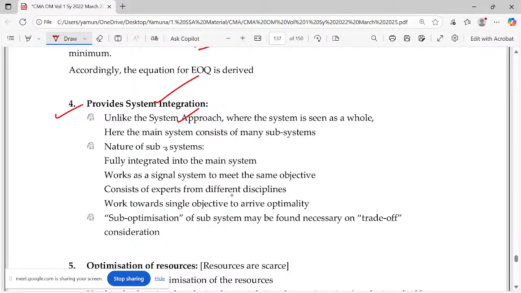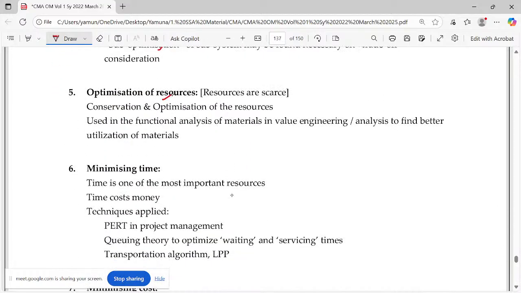There will be some number of subsystems, how they are going to be fully integrated, what different disciplines you're applying, and sub-optimization and all. Then optimization of resources. Sometimes resources are not always available, so they are scarce. So what functional analysis are you utilizing? How are you going to minimize the time? That's very important. Time you cannot equate directly to cost. When the time is minimized, you can take the help of other workers who are not involved in that, so we can make the other resources work on the other side.